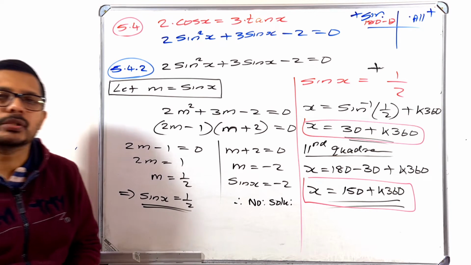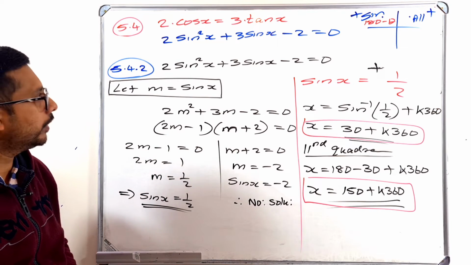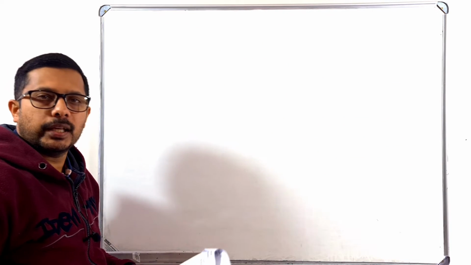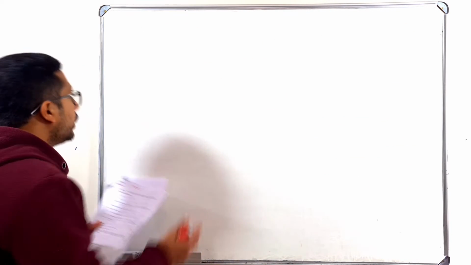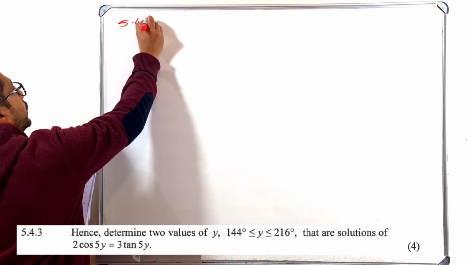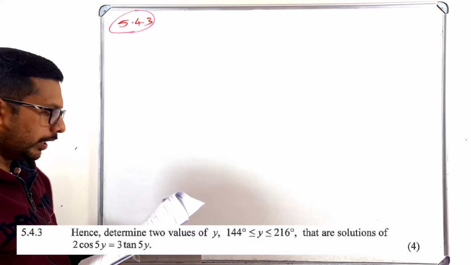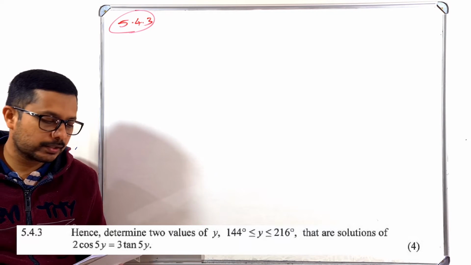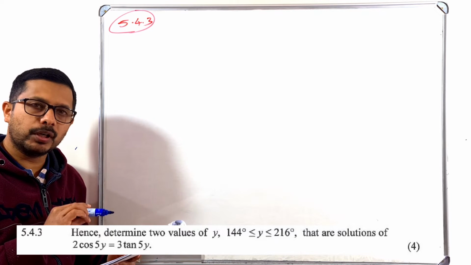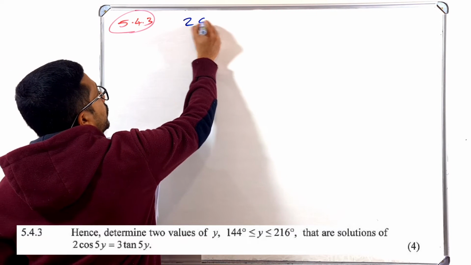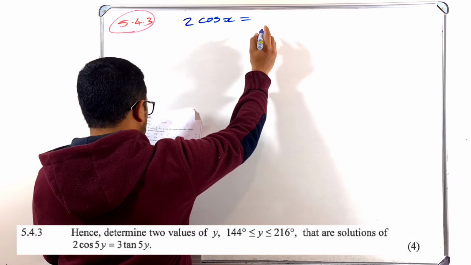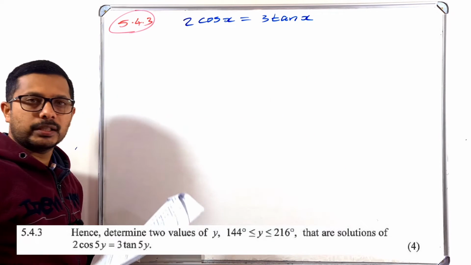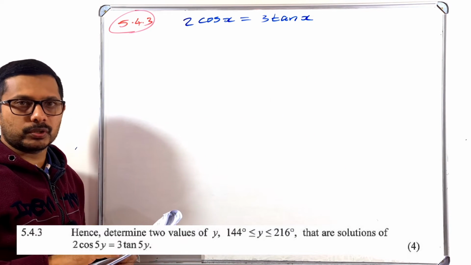Now let's go to the next question, question number 5.4.3. Okay, before I go to 5.4.3, in that question 5.3, what is given? Look at that question once more. Given 2 cos x is equal to 3 tan x. Am I right? This is what is given at the beginning of question number 5.3.